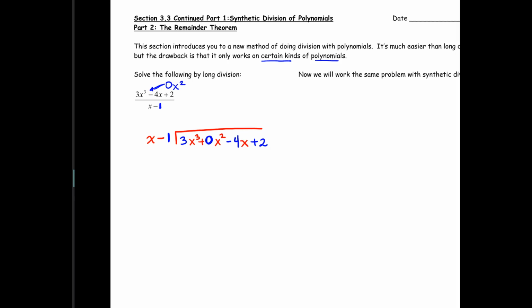Olivia? For the x minus 1, should the negative be blue? The x minus 1. Actually, the negative, don't make it blue. Just keep it as the 1. And I'll show you why in a moment.